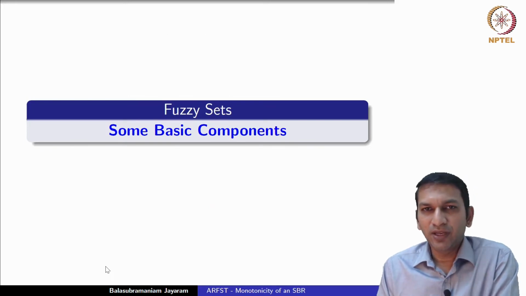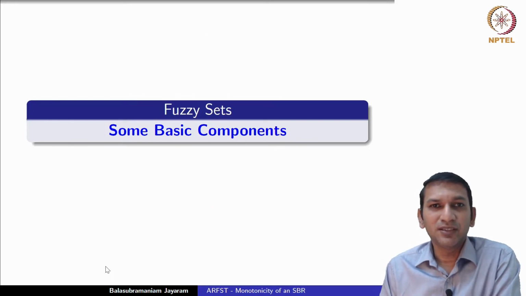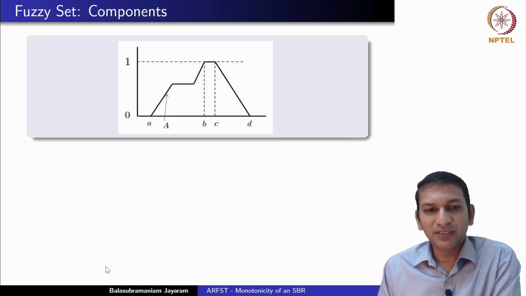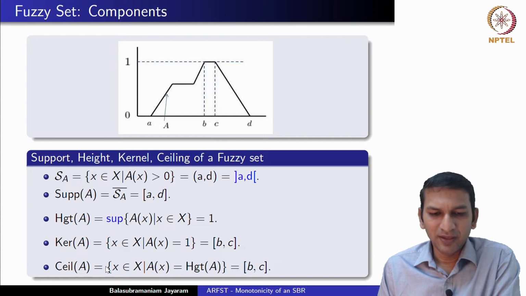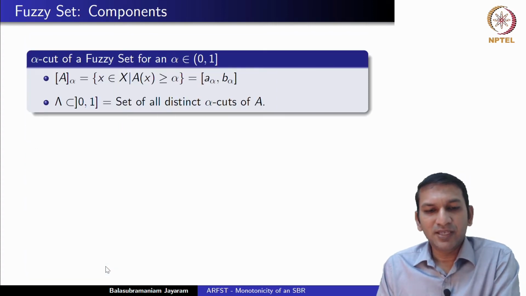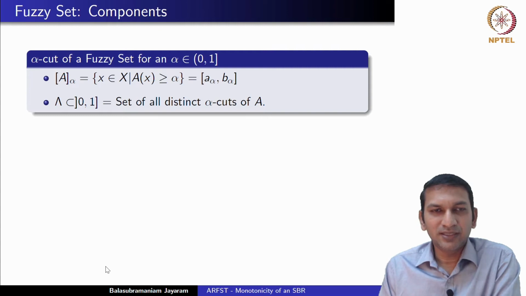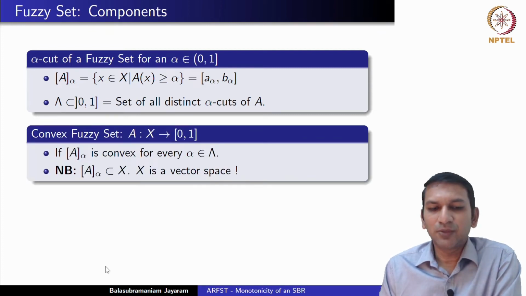Let's begin by recalling some of the basic components of fuzzy sets that will come into play in this lecture too. We know, given a fuzzy set, we could talk about its support, height, the kernel or the ceiling of this fuzzy set. Given a fuzzy set, we know what an alpha cut is. It is essentially all those elements of X, the underlying domain, whose membership value is greater than or equal to alpha. A fuzzy set is said to be convex if every alpha cut of the fuzzy set is convex.